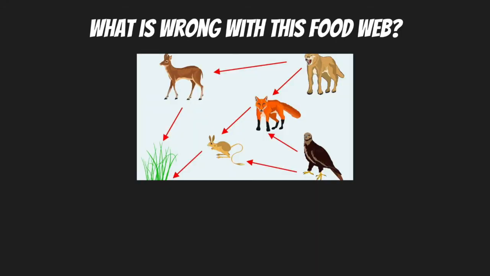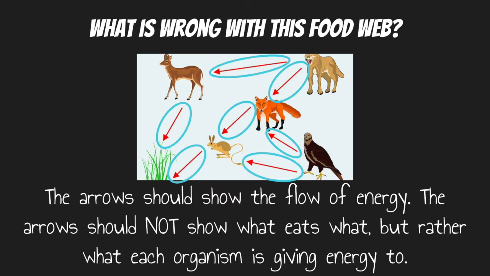So when we look at this food web, what is wrong with it? What is wrong is that the arrows are backwards. So the arrows should show the flow of energy. The arrows should not show what eats what, but rather what each organism is giving energy to. So if this food web were to be read the way we normally read a food web, that would be saying that this cougar or wolf here is giving energy to the deer, which we know is not true because those arrows need to be flipped around. The deer gives energy to the cougar.